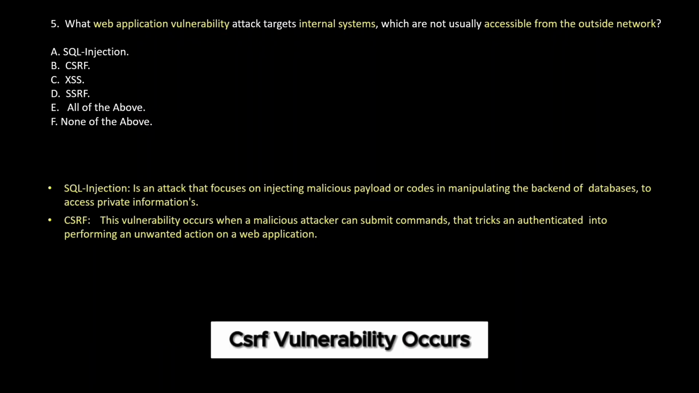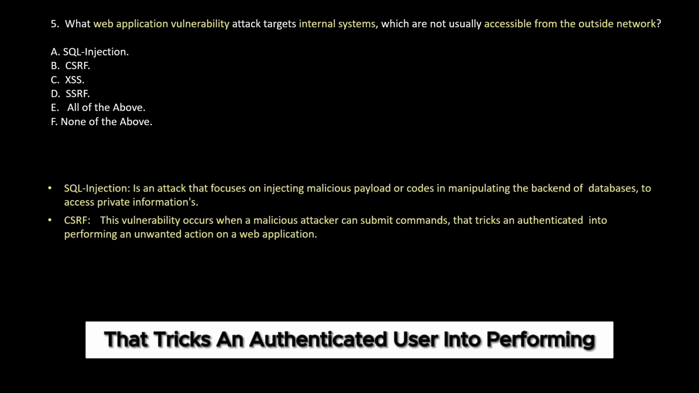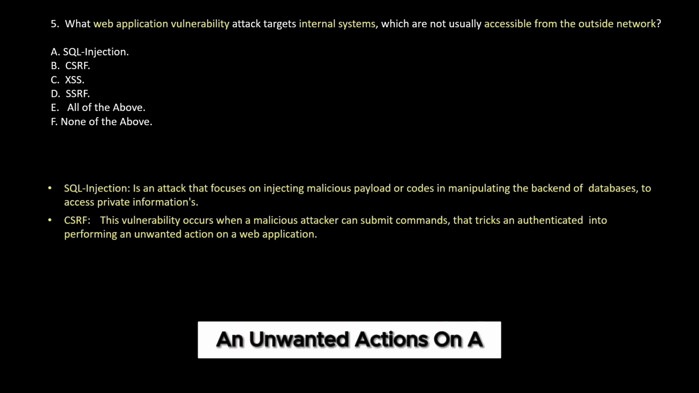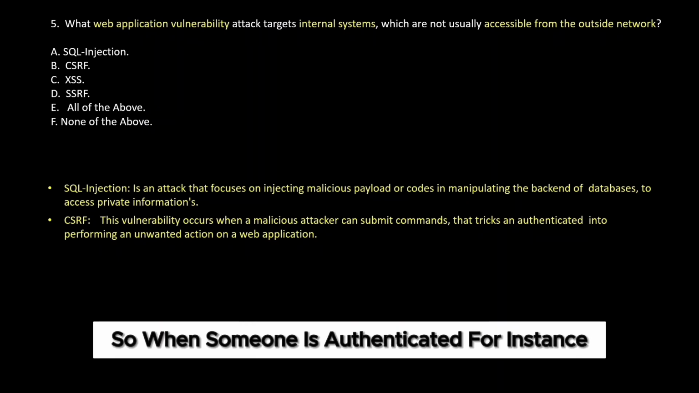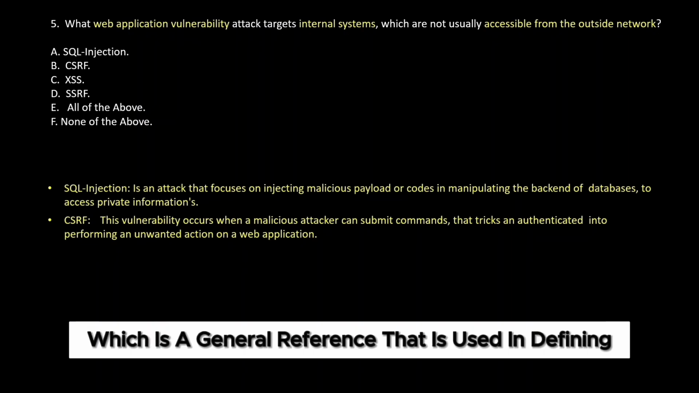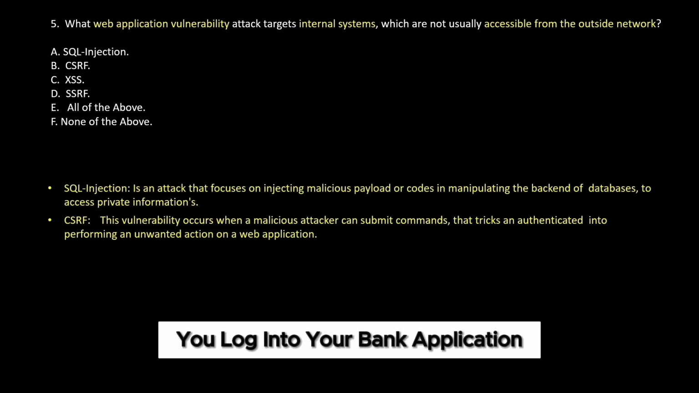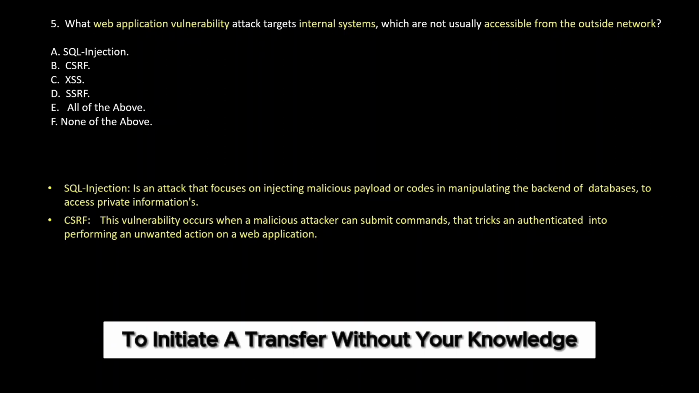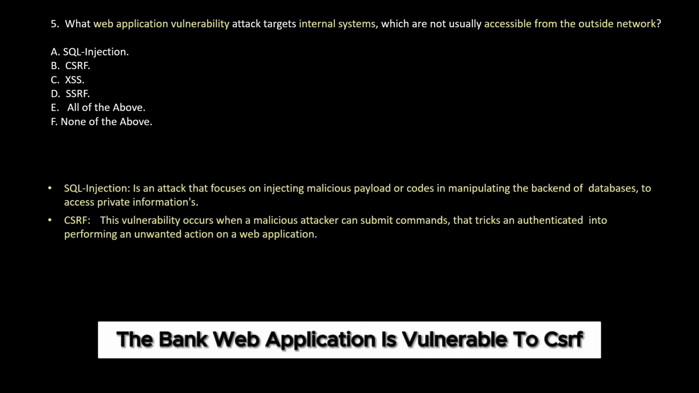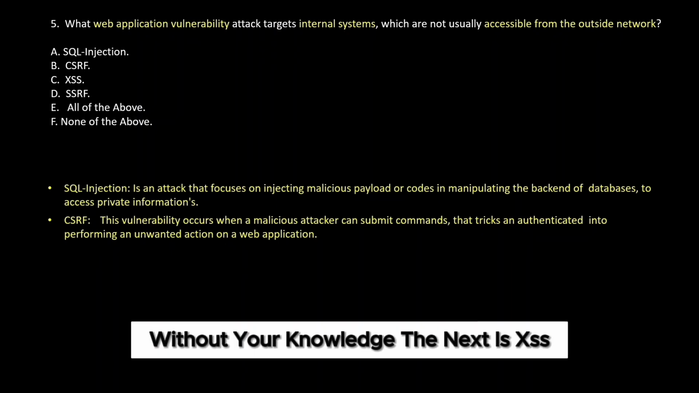CSRF, the vulnerability occurs when a malicious attacker can submit commands that trick an authenticated user into performing an unwanted action on a web application. Basically, CSRF is cross-site request forgery. So when someone is authenticated, for instance, you log into your bank application and a malicious hacker decides to send you a link to initiate a transfer without your knowledge. The bank web application is vulnerable to CSRF. Upon clicking the link, the application will execute a transfer without your knowledge.